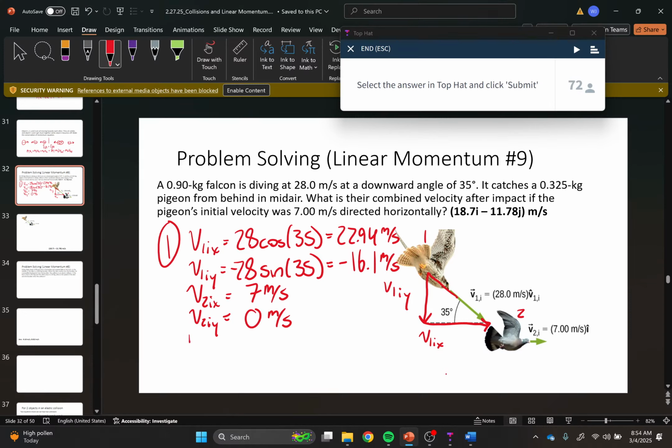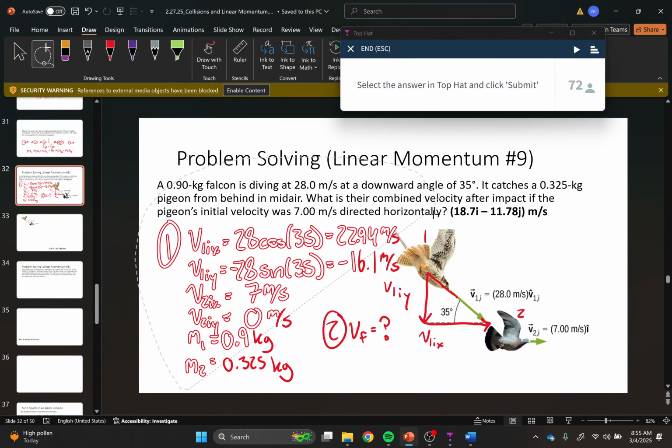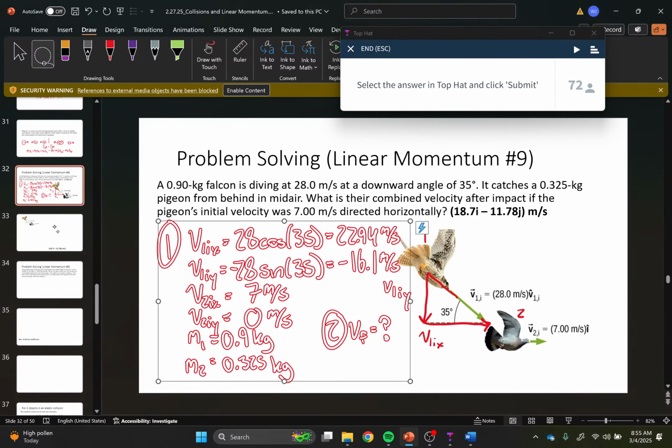Then we've got mass 1 and mass 2. The mass of the falcon is 0.9 kilograms. Mass 2 is 0.325 kilograms. Okay. Great. What are we solving for? All right. Great. There's all the jazz. So then I copy and paste all this over to here.